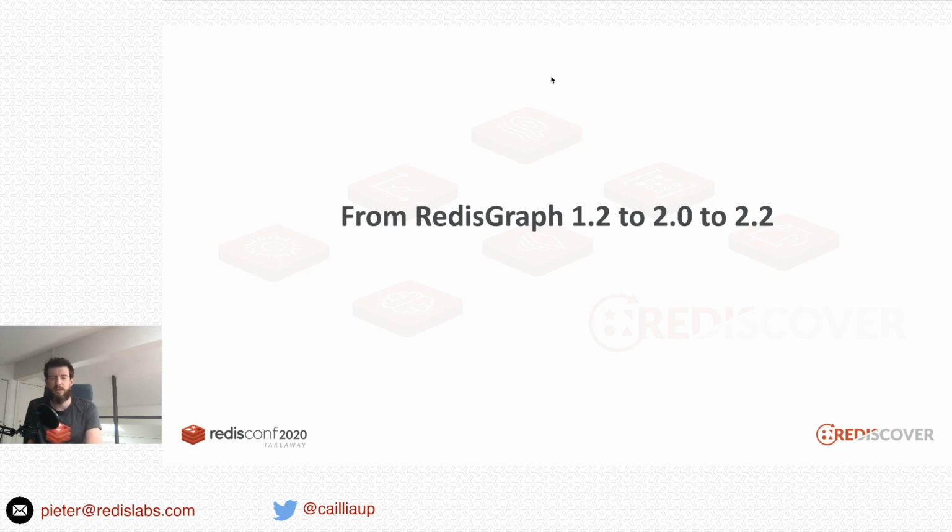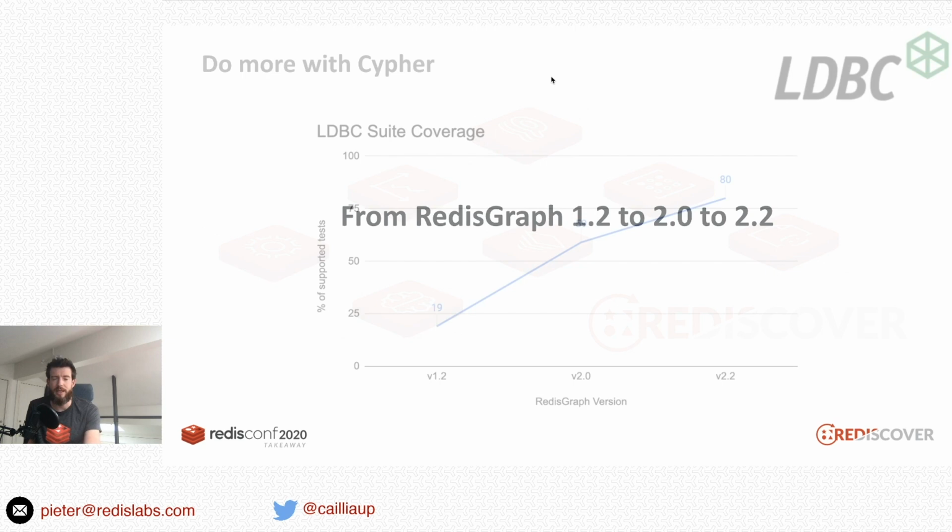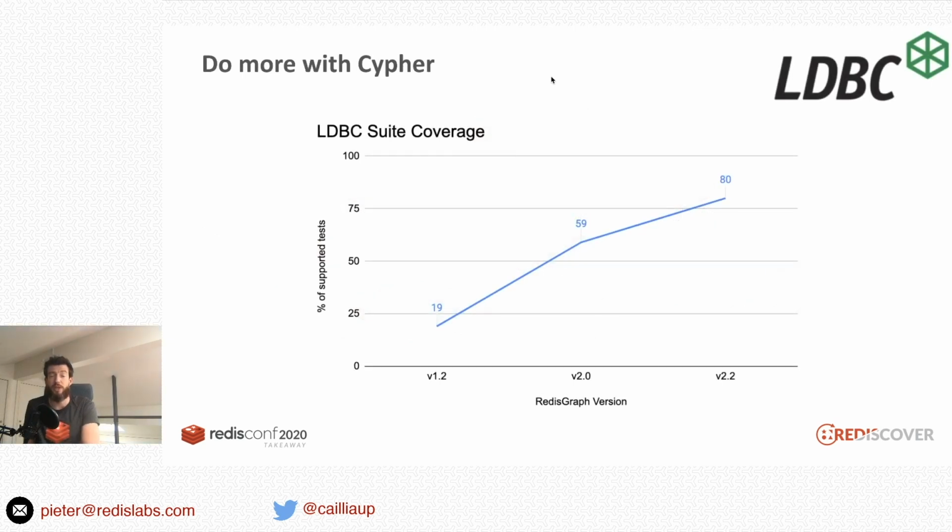2.0 was released in January, and 1.2 was effectively released last RedisConf. I want to show you the progress we made in the support for the Cypher query language, so you can do more with Cypher. One way to look at it is, for example, the LDBC. The LDBC is the industry reference benchmark system for graph database systems. So we can see that in this latest version, we support up to 80% of the test cases.